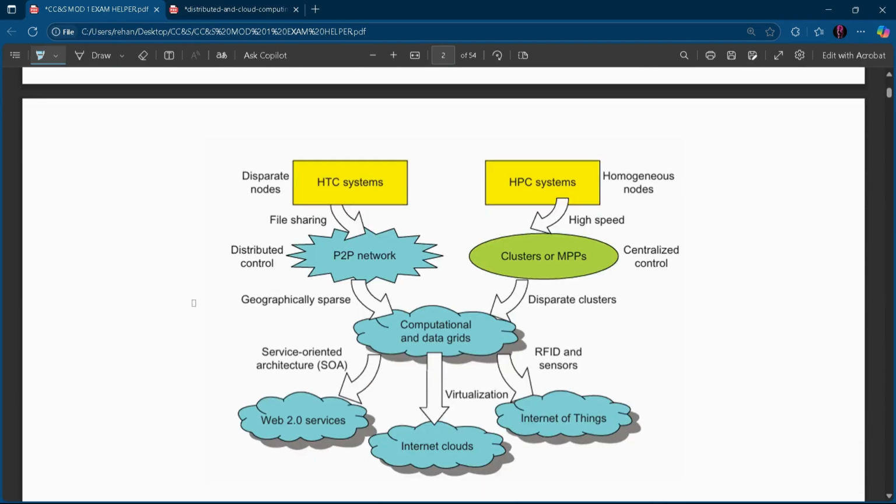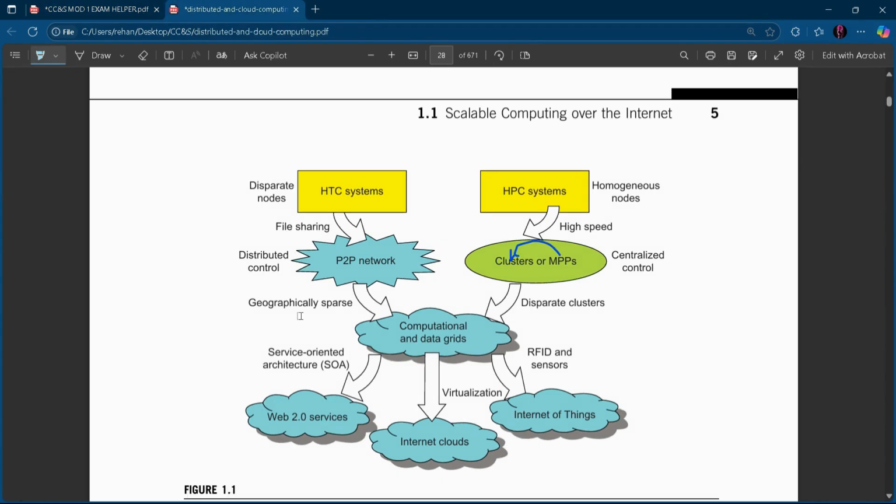In the diagram over here you can see the HPC systems are in the form of clusters, whereas the HTC systems are in throughput forms. So there are usually many MPPs present. These MPPs are converted to cluster forms. If you check the textbook, you will be able to understand.